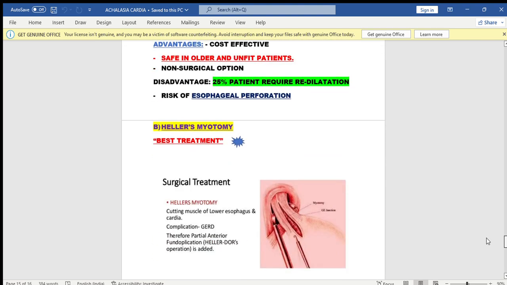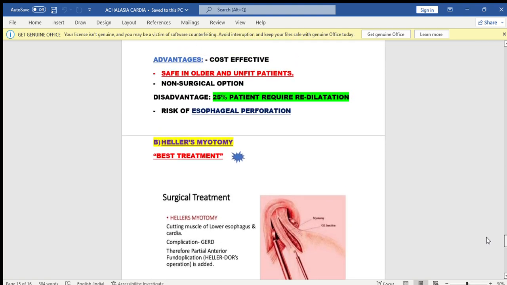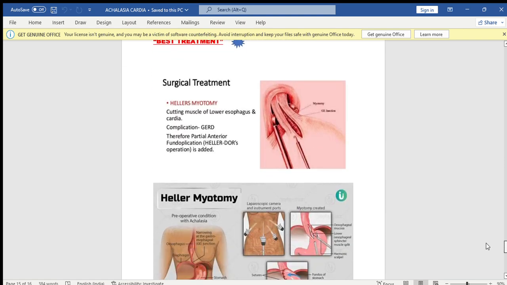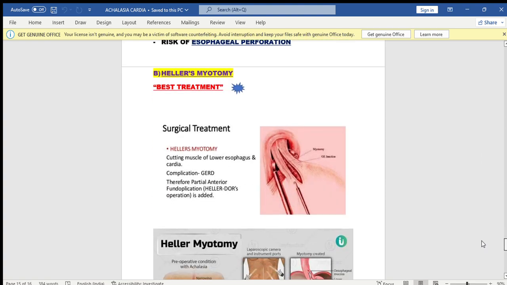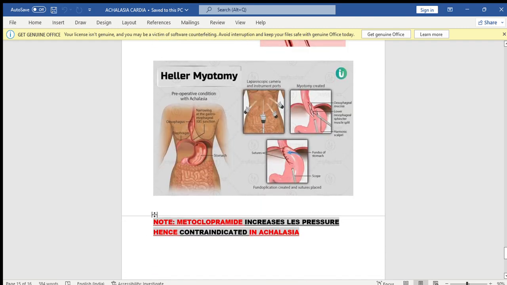Treatment, mainly there are two: pneumatic dilatation and Heller's myotomy. Pneumatic dilatation can be given for patients who are unfit and older patients, but the problem with that is the chances of redilatation and the requirement for redilatation are high, and chances of perforation are high. So the preferred choice of method is Heller's myotomy, where you cut the muscle of the lower esophagus, and you combine it with a fundoplication to prevent the risk of GORD from occurring.